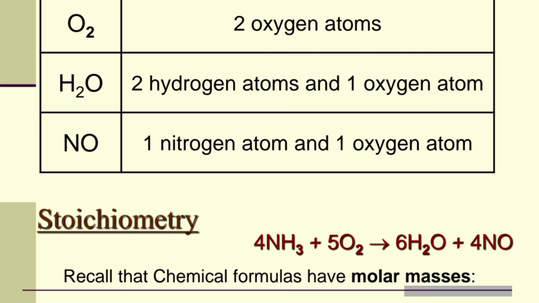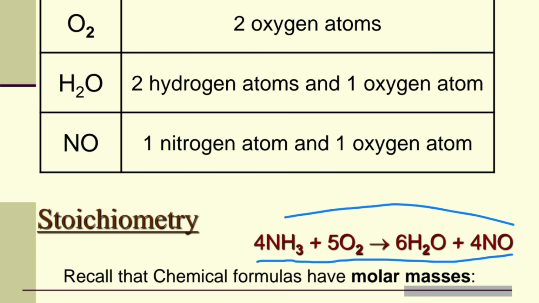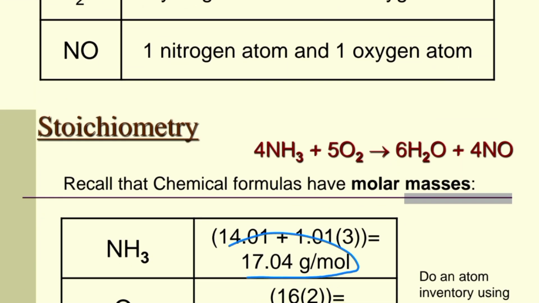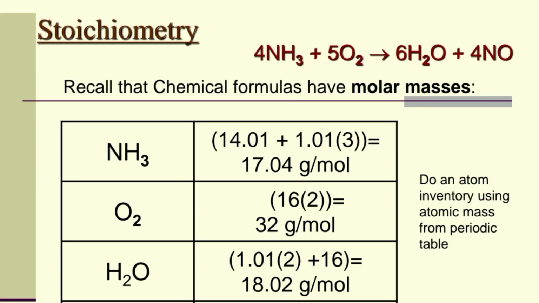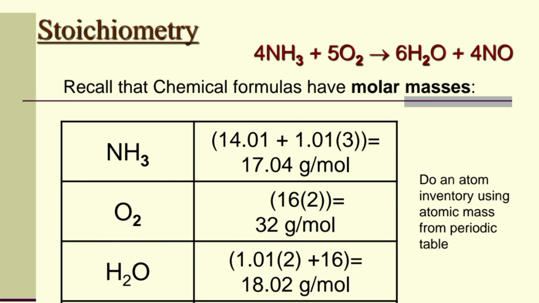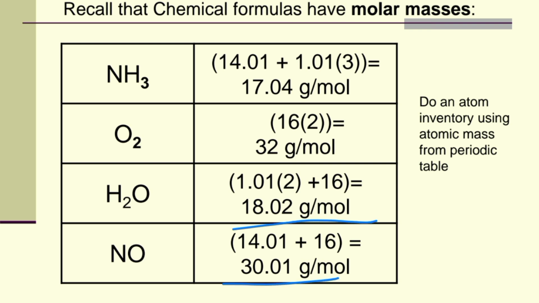Recall that chemical formulas have molar masses. We have to learn the molar masses of every element so we can calculate the molar masses of the compounds. NH3 is roughly 17, and to be precise, it is 17.04 gram per mole. For oxygen, O2: one oxygen atom is 16 gram per mole, so O2 is 32 gram per mole. Remember this. You have to remember the periodic table to figure out the values. Some values you have to learn and some are given in the questions. H2O is 18 gram per mole and NO is 30 gram per mole.